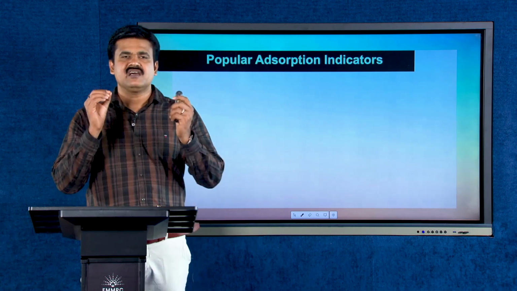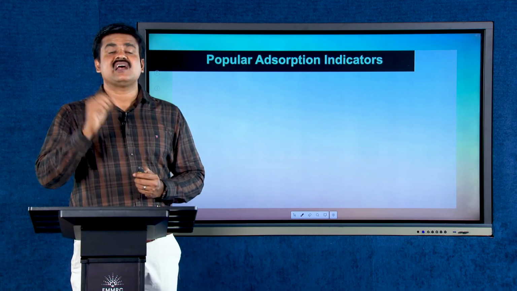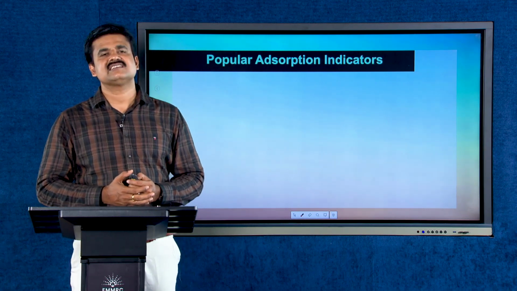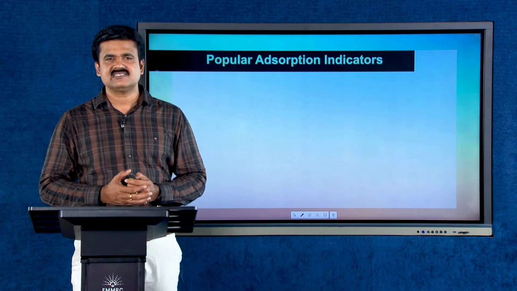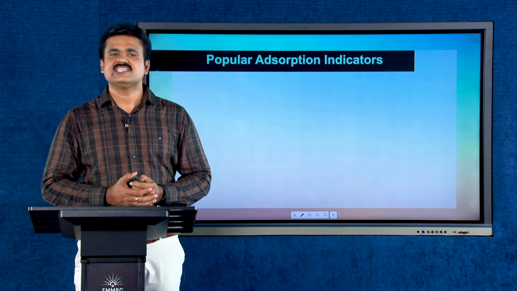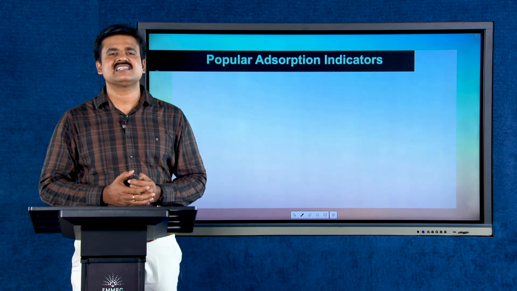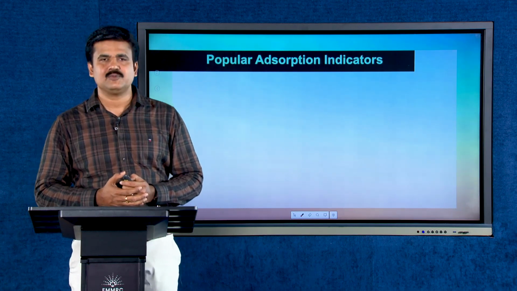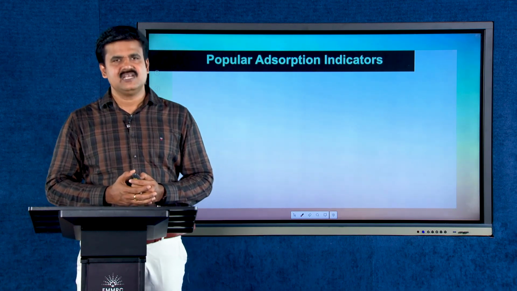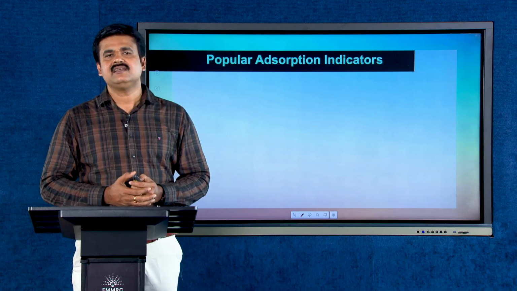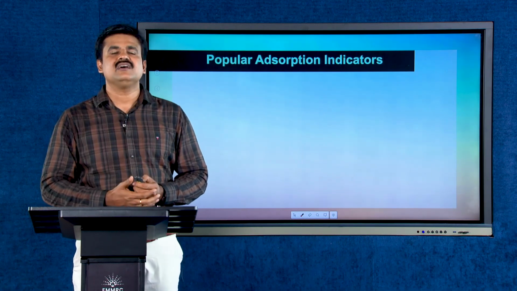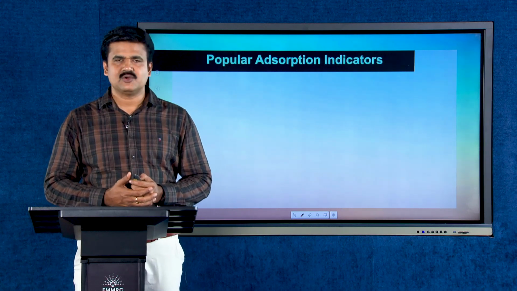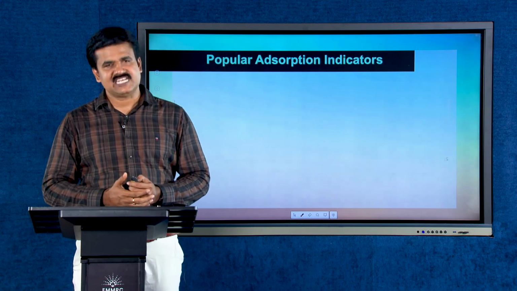Now, we are discussing popular adsorption indicators. I already mentioned that adsorption indicators are a category of indicators used in precipitation titration. They show a color change owing to their selective adsorption onto the surface of a precipitate at the end point, or after the end point, or very close to the end point. This color change makes it easy to detect the end point in the precipitation titration. So, now we are focusing on the popular adsorption indicators.